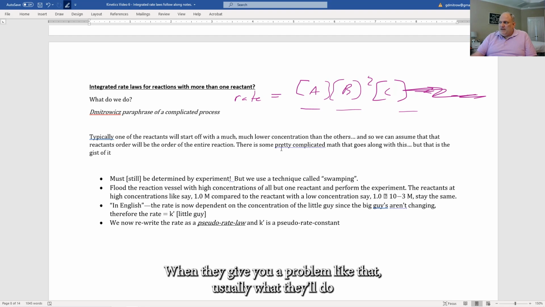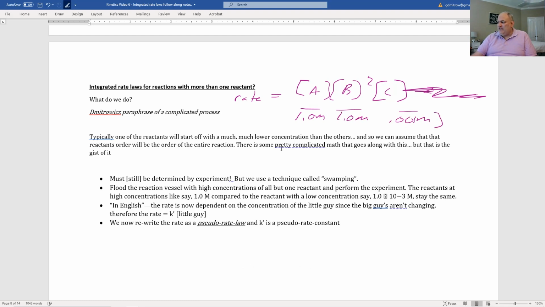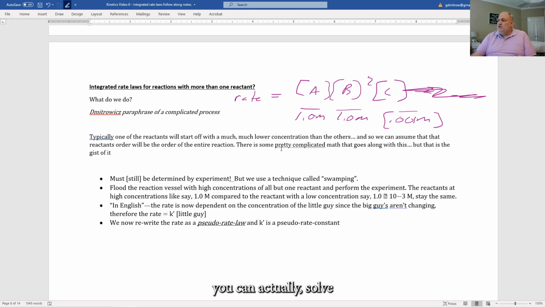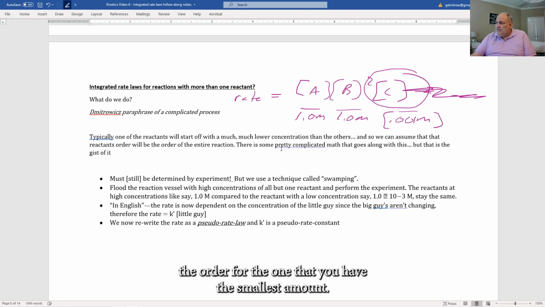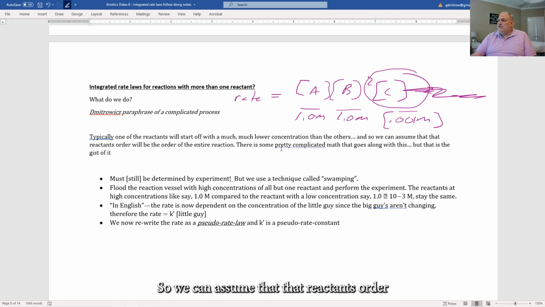When they give you a problem like that, usually they'll give you a lot of two of them. So they'll give you something like 1.0 molar of this and 1.0 molar of this, and like 0.001 molar of C. And what that means is that if you're ever trying to do the mathematics on something like this, you can actually solve by only using the order for the one that you have the smallest amount of. Typically one of the reactants will start off with a much, much lower concentration. So our C in this example is much, much lower. So we can assume that that reactant's order will be the order of the entire reaction.